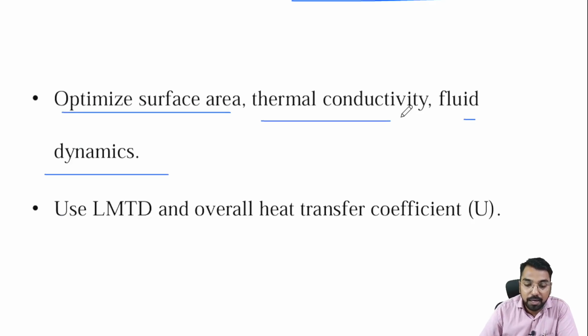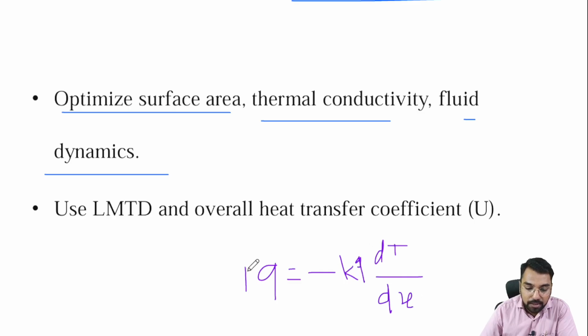Thermal conductivity is a property of the material, by which in conduction heat transfer you can get more heat transfer. Similarly, we apply Fourier's law for thermal conduction, and by Fourier's law Q is equal to minus k dT by dx. So if this k value is higher, then the Q value, which means the heat transfer rate, is also higher.